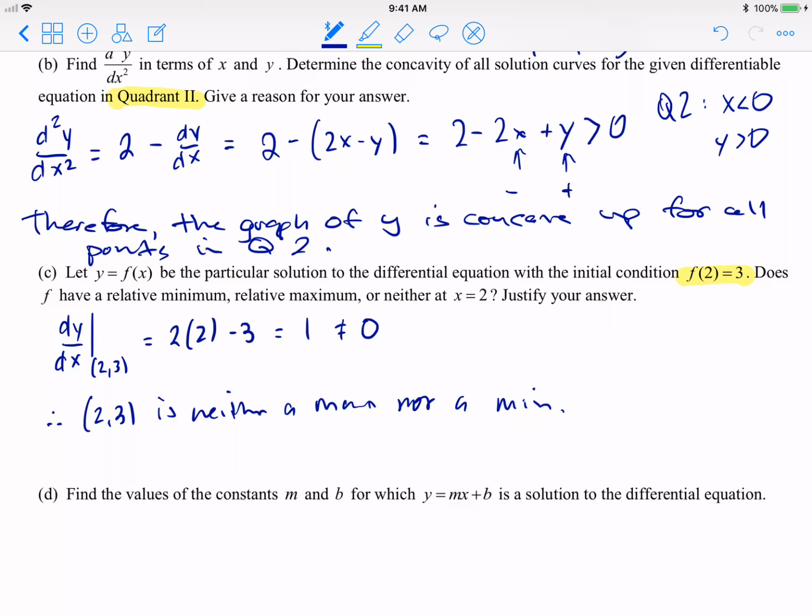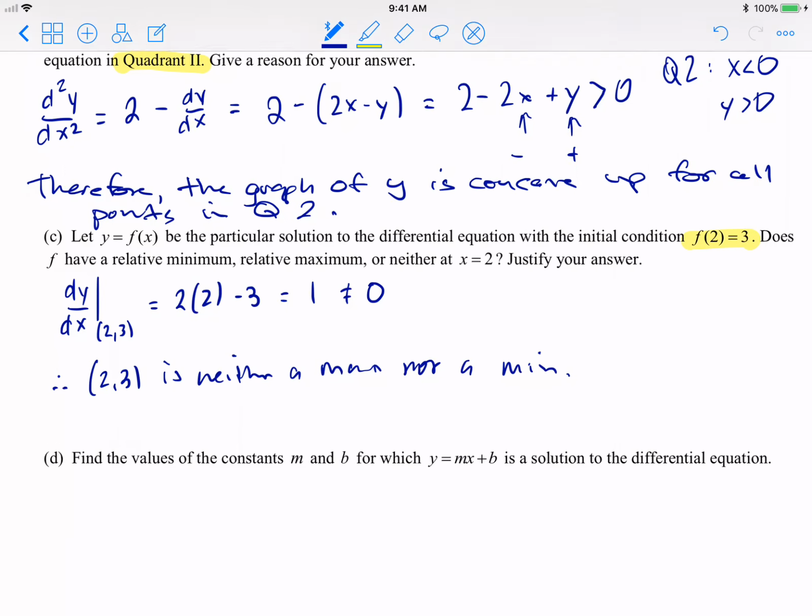Okay? If we had gotten 0 for the first derivative, then we would have gone on to the second derivative to see what the sign was. That would have obviously told us the concavity, and then we could have made the determination based on the second derivative test if (2, 3) was a max or a min. But once you get that the first derivative is not 0, you're pretty much done.